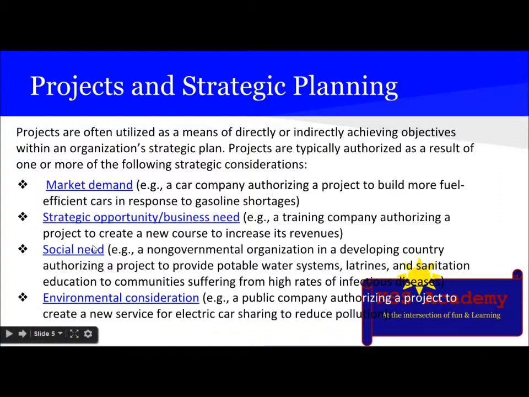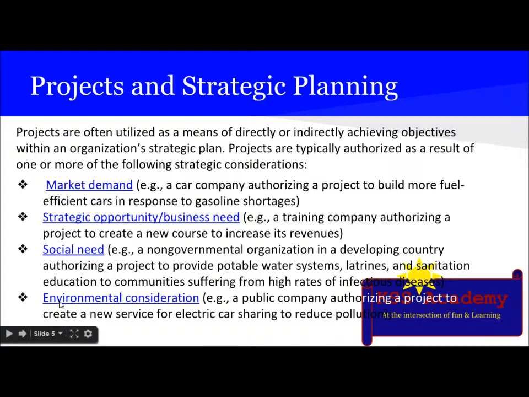Another market driver could be social need. What is social need? For example, a non-governmental organization in a developing country authorizing a project to provide a potable water system, latrines and sanitation, and education to communities suffering from high rates of infectious diseases. So this is an example of social need. Society needs some improvement, then this might lead to initiation of a new project.